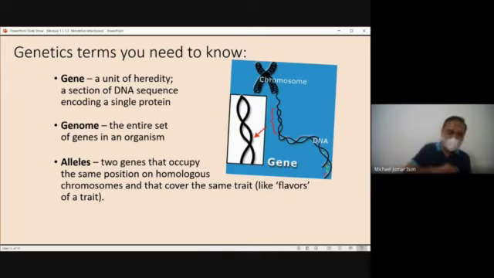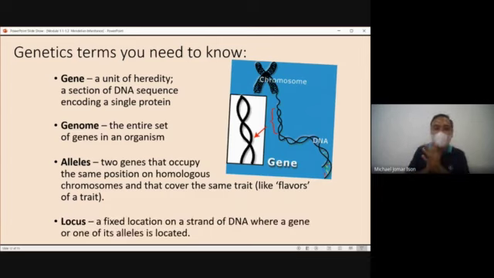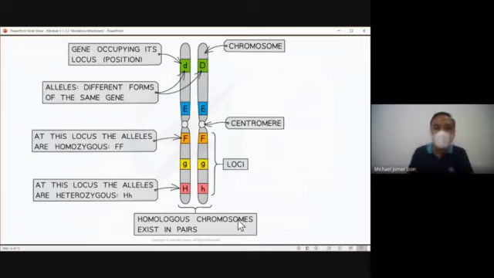Okay, you have gene, genome, allele, and another one is called locus. Particularly, the locus would be defined as the fixed location on a strand of DNA where a gene or one of its alleles is located. Now, looking at this picture, we have two homologous chromosomes here, and then you will be noticing that there are different bands, and each of the bands will be symbolizing a particular gene. Again, the gene is a unit of heredity, and later it will be producing a protein. The DNA produces the RNA and then produces the protein. So these are the different genes. You have the D gene, the E gene, the F gene, and the G gene, and also the H gene.